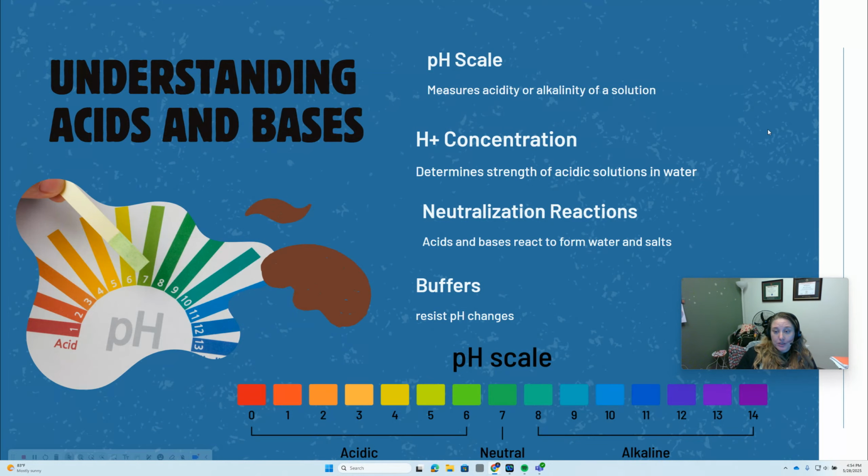We can do a neutralization reaction where we take an acid, mix it with a base, but we would never do that in real life because they can be quite explosive as we are rushing away from alkaline and acidic to that neutral. And then, of course, a buffer is a substance that resists pH change.